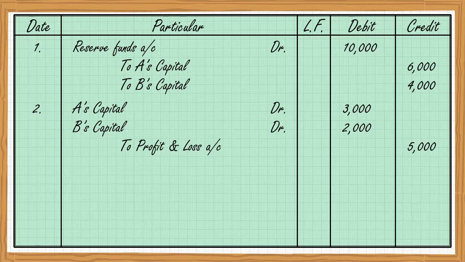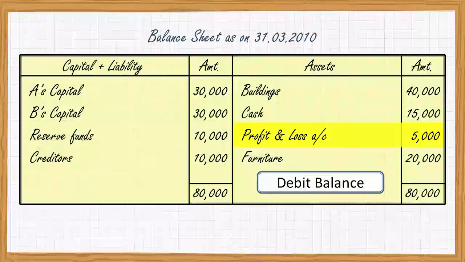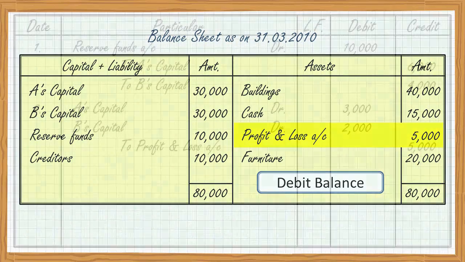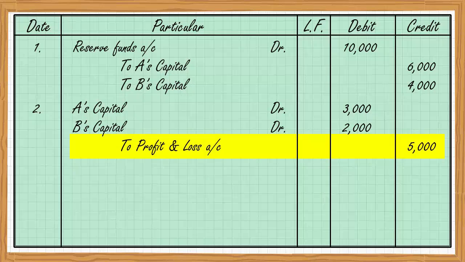One thing more I would like to explain you here, that on asset side there is profit and loss account. It means it has got the debit balance. So if you want to remove this figure from the books, you will have to credit it. That's why I have credit profit and loss account by rupees 5,000. So I have removed the profit and loss account from the balance sheet.